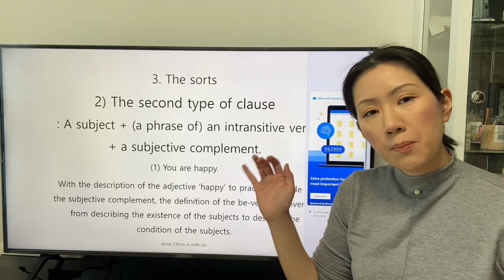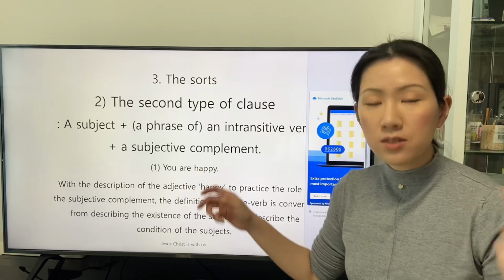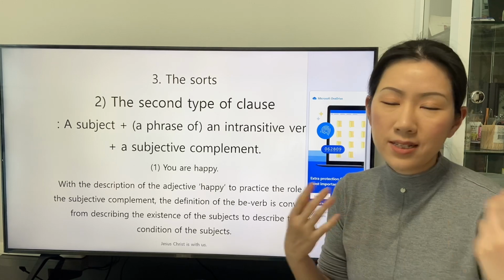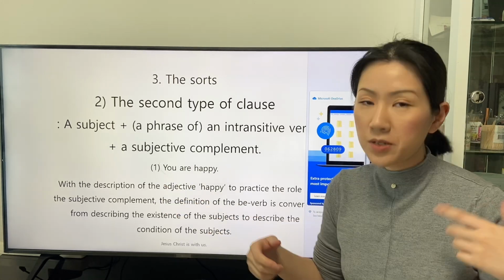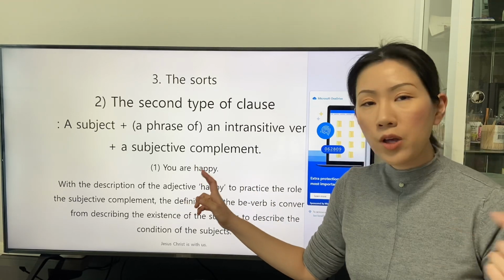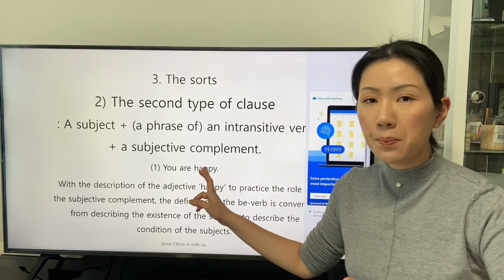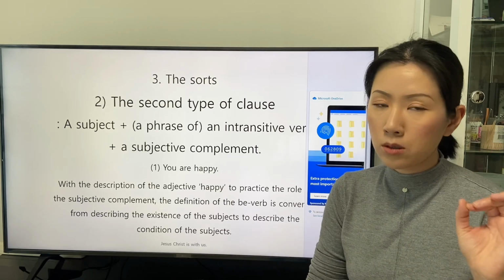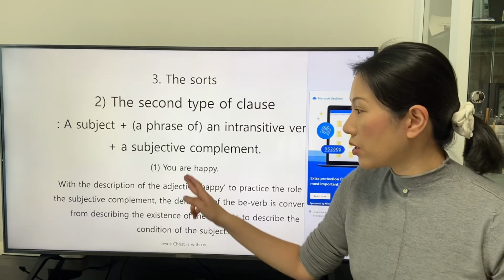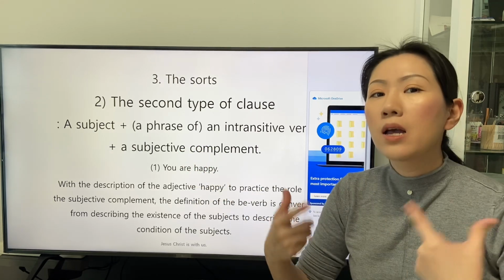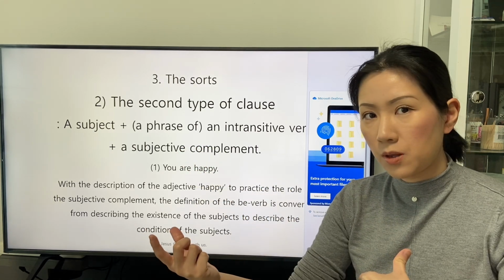Basically, the be verb describes the existence of the subject, who are the listeners. The additional description by the adjective happy, with a role as a subjective complement, deepens the definition of the be verb to describe the condition of the subject.